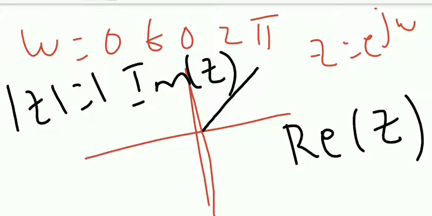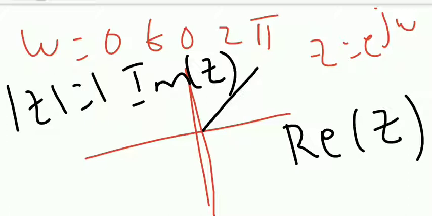Because omega varies from 0 to 2 pi. So this is the real part of z. The real part of z is nothing but cos omega, because z is equal to e power j omega. So e power j omega is cos omega plus j sin omega. The real part of z is cos omega. The imaginary part of z is sin omega.